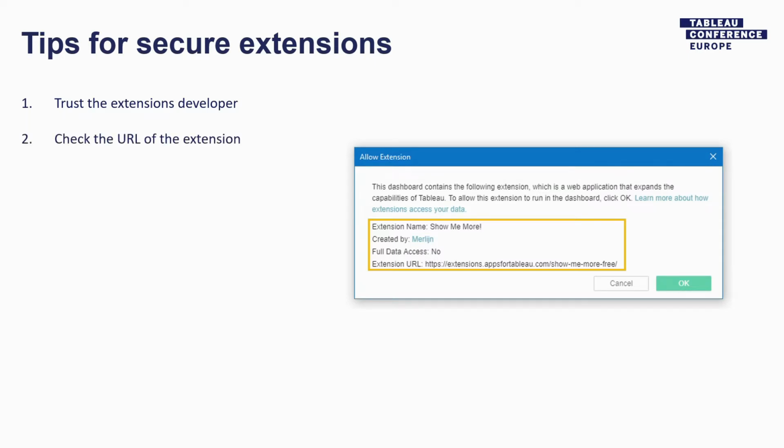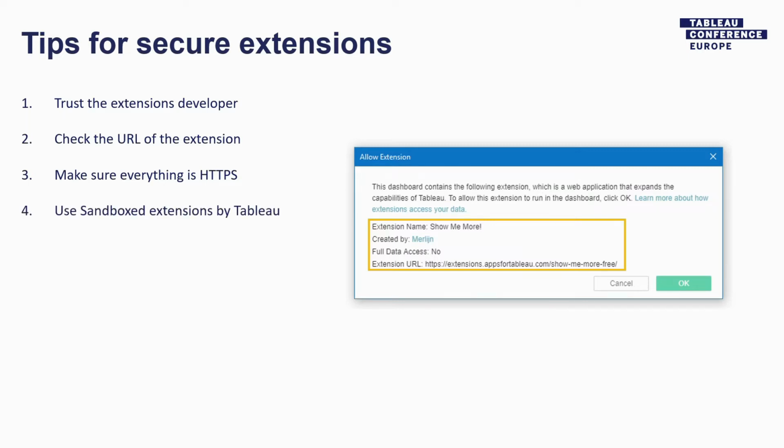The second one is check the URL of the extension. Where is the extension going to? What machine? What server? And that's the bottom row of the four there. Make sure everything is HTTPS. So if there's data over the line, it's HTTPS, so it's secure.